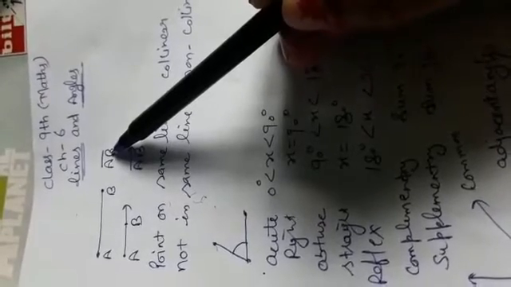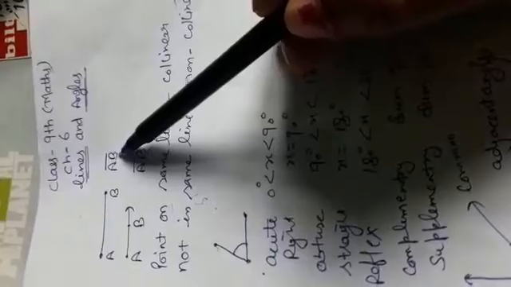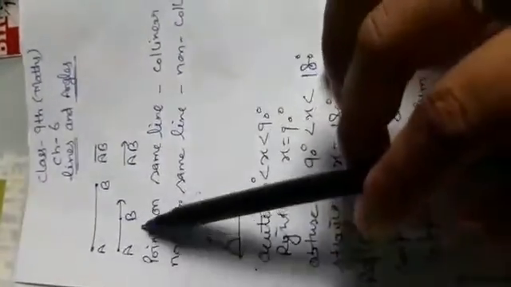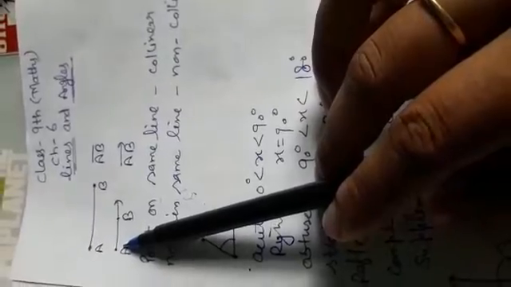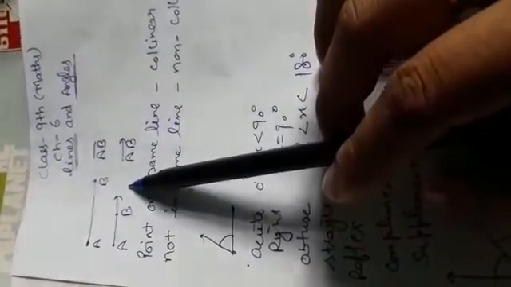So, already you have done in the junior classes what a line segment is, what a ray is, and what a line is. A line is that which has no fixed endpoints. A line segment is that whose both ends are fixed, and a ray is that whose only one end is fixed and one is not fixed. Okay, this is their representation.